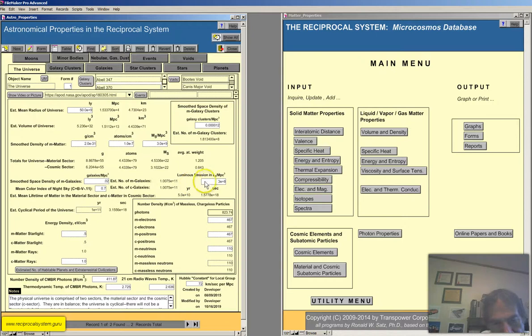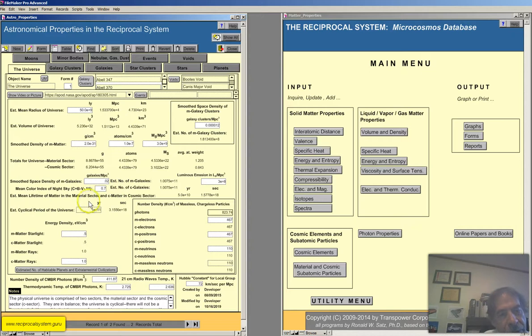Luminous emission in terms of the luminosity of the sun per cubic megaparsec, 3 times 10 to the 8th. Now, the fields that you see in white here are changeable. These represent my best estimates right now. The mean color index of the night sky, that means C equals B minus V, is 0.11, 0.7.